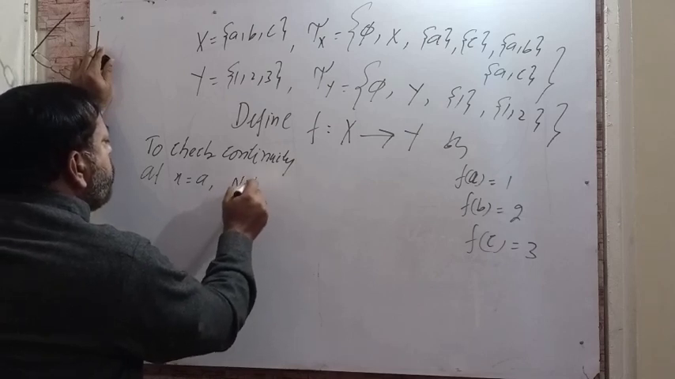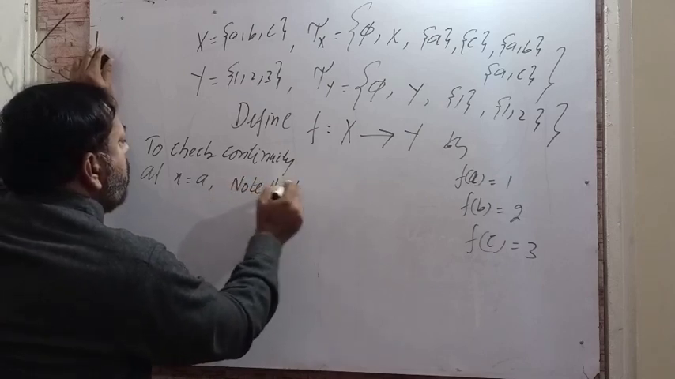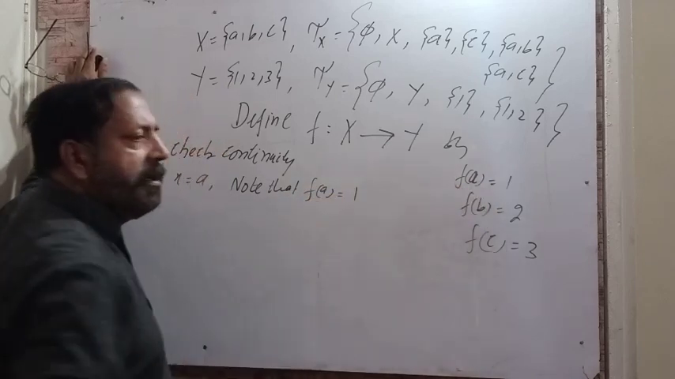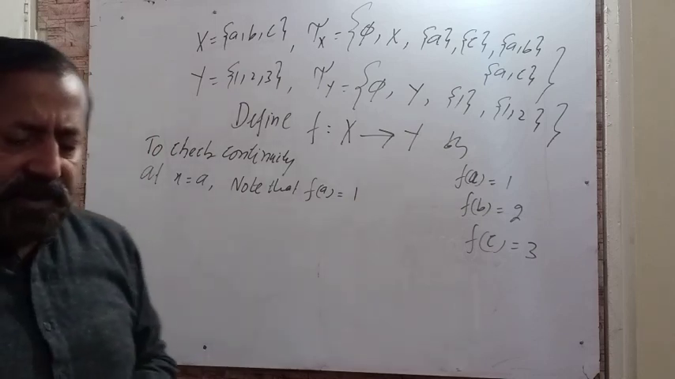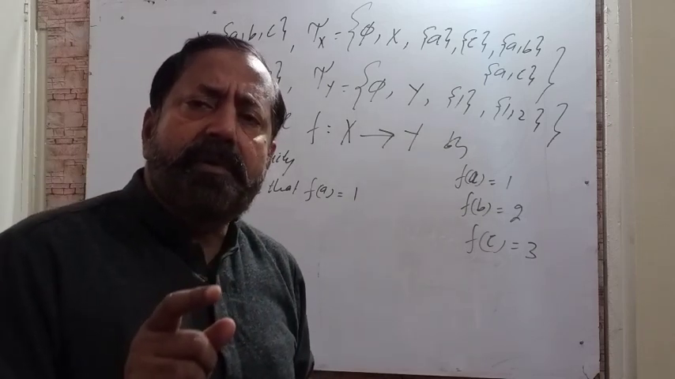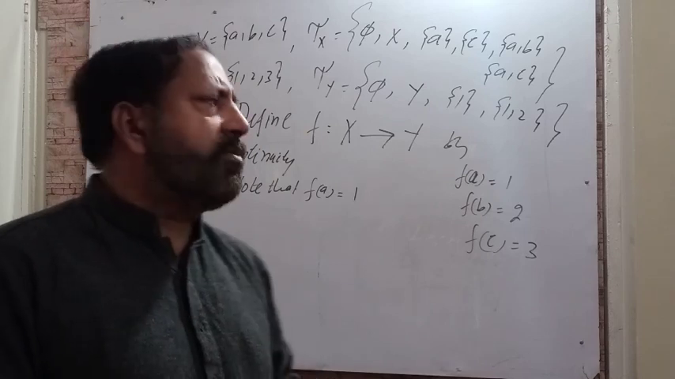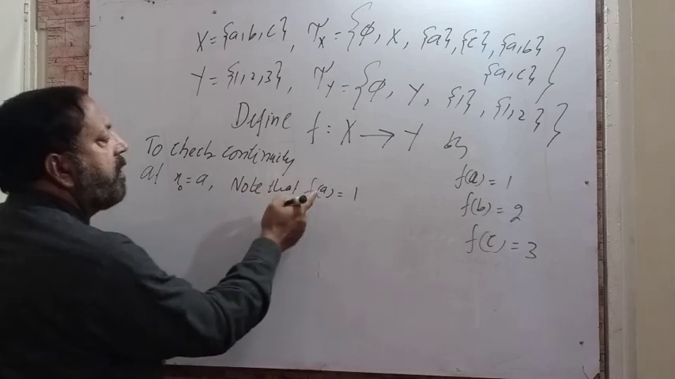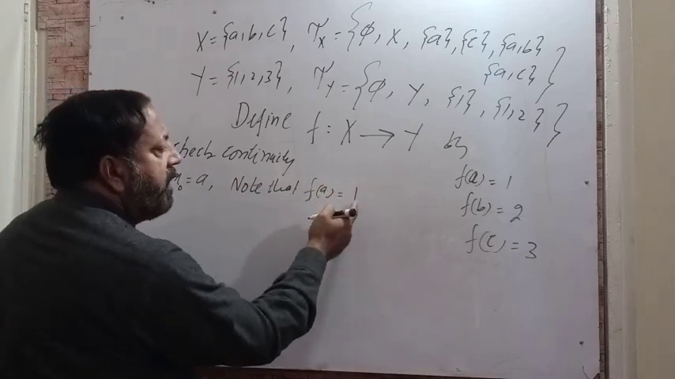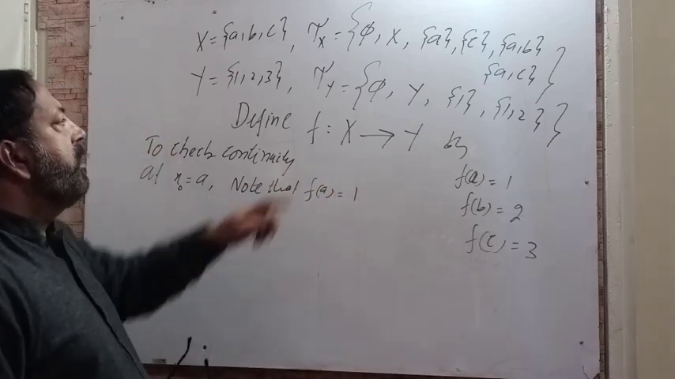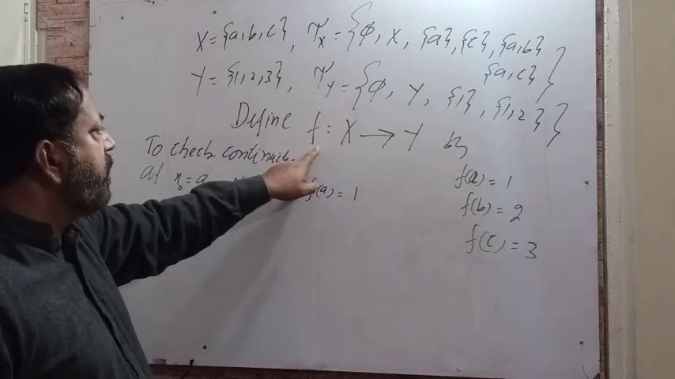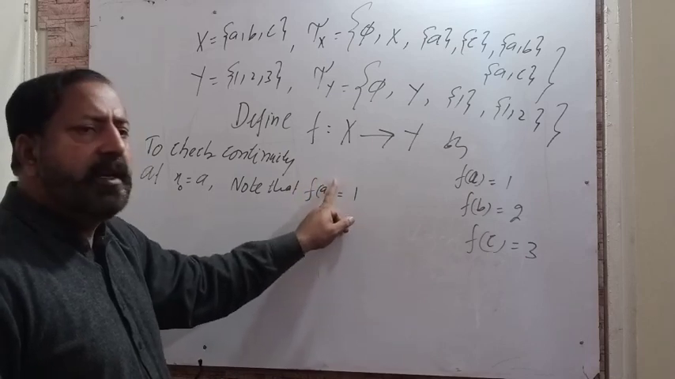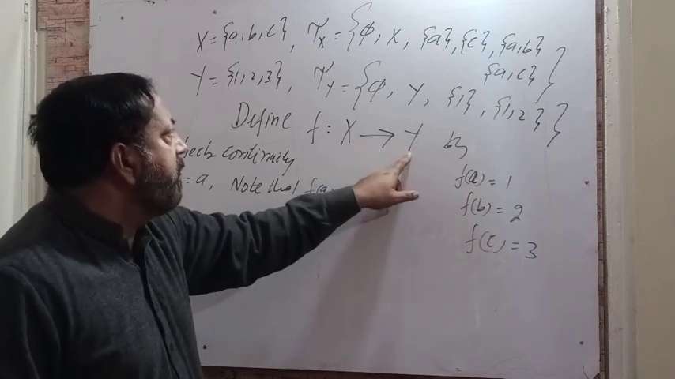Note that, what is f(a)? So f(a) was given. This is 1, and what was the definition? Find the neighborhoods of f(x₀). Your x₀ is equal to, in fact, this is your x₀. When x₀ = a, your f(x₀) is 1. Find the neighborhoods of 1 in τ_Y, because you are taking the function from X to Y. So the neighborhoods of f(a), that was 1, in Y.